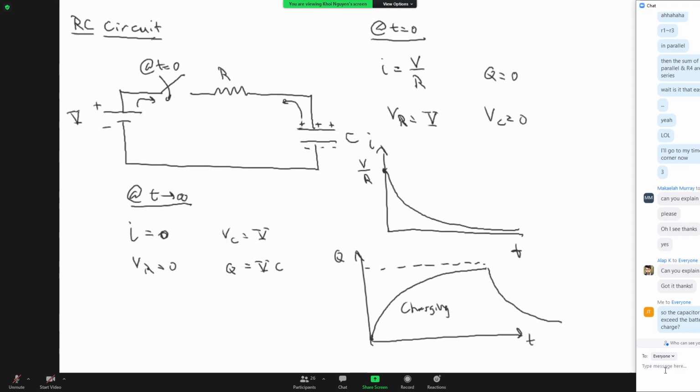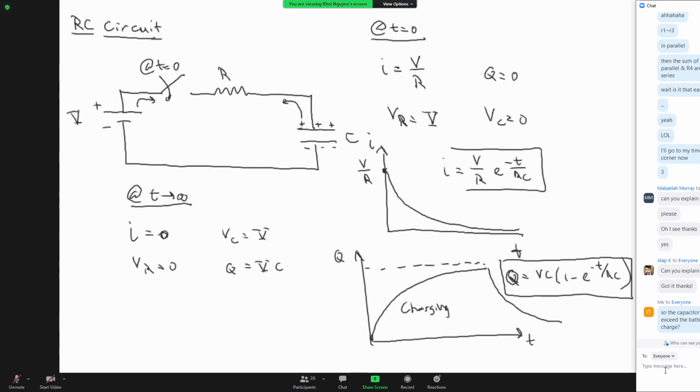So if we graph it, I is equal to V over R times e to the negative t over RC. And the charge equation, Q, is equal to VC times (1 minus e to the negative t over RC). This is just doing the calculus to get those equations, but you don't need to know how to get those equations from your differential. Because if you think about it, this is all a differential.